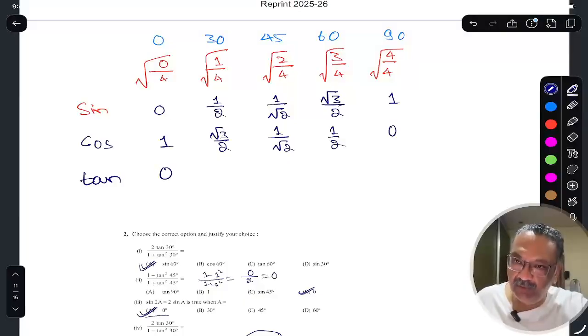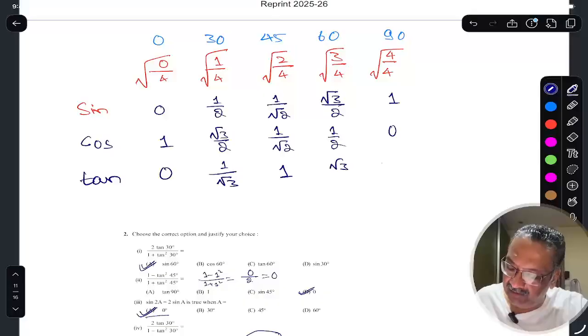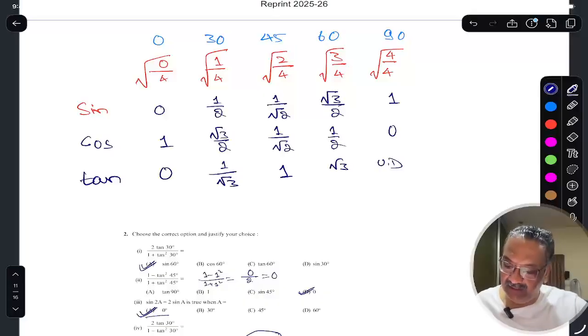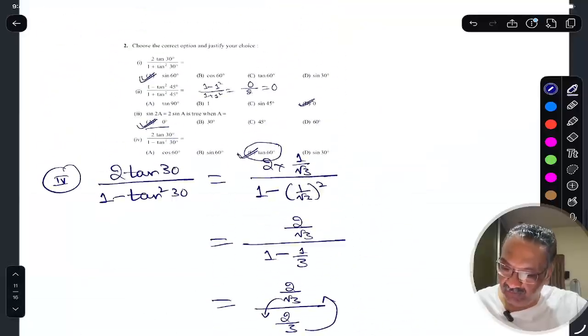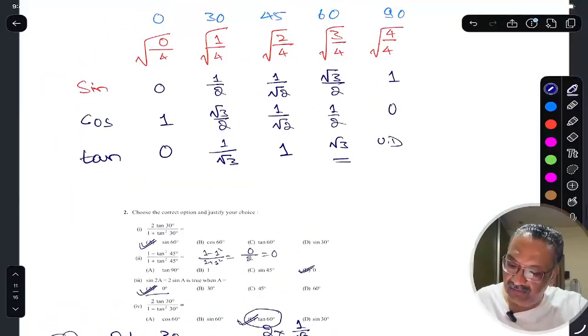30 will be 1 by 2 divided by 1 root 3 by 2 is 1 by root 3. This will be 1. This will be root 3 by 2 divided by, this will be root 3 and this will be undefined. Okay. So now, when is tan root 3? Where does it come? Here it is, see. So this is 60 degrees.